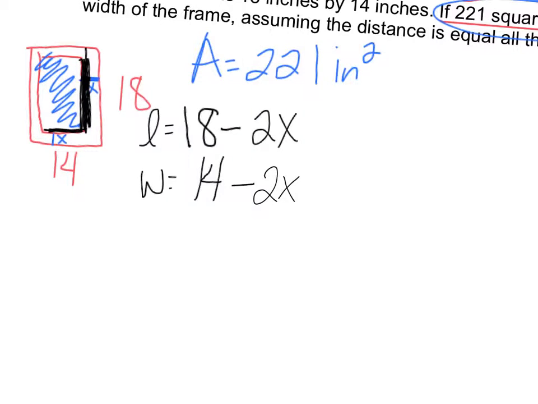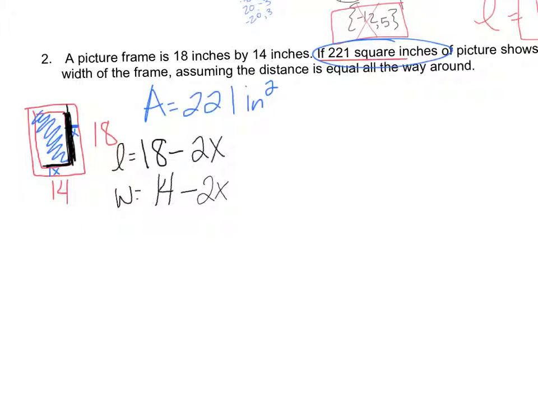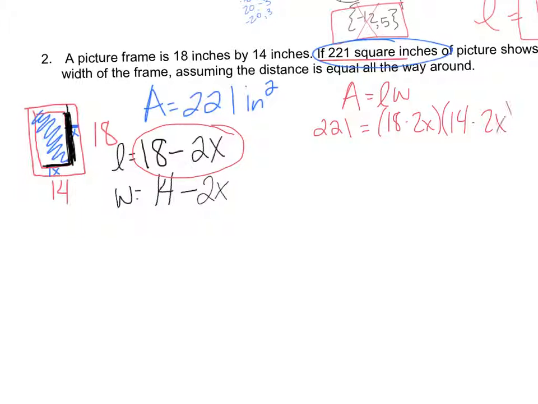So then I know the area. So I'm going to set up my problem. So area equals length times width. So it'd be 221 equals my length. I'm just going to replace with this. So in parentheses I'll do 18 minus 2x. And my width is 14 minus 2x.